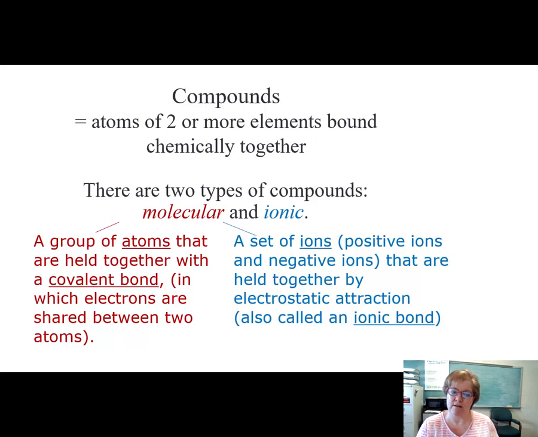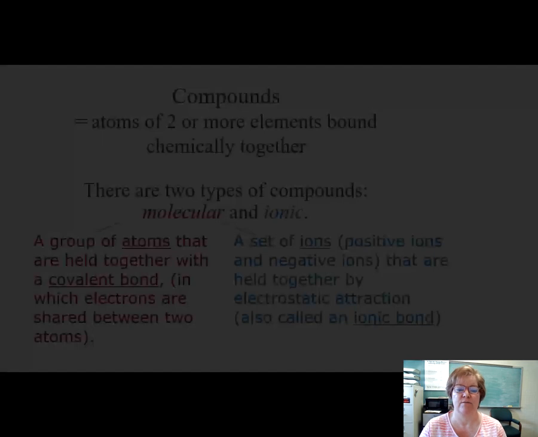We have molecular compounds, a group of atoms held together by a covalent bond. And remember, part of that covalent bond was talking about this definite collection. And ionic compounds, which are a set of ions of opposite charges that are held together by electrostatic attraction. Ionic bonds hold the ionic compounds together.